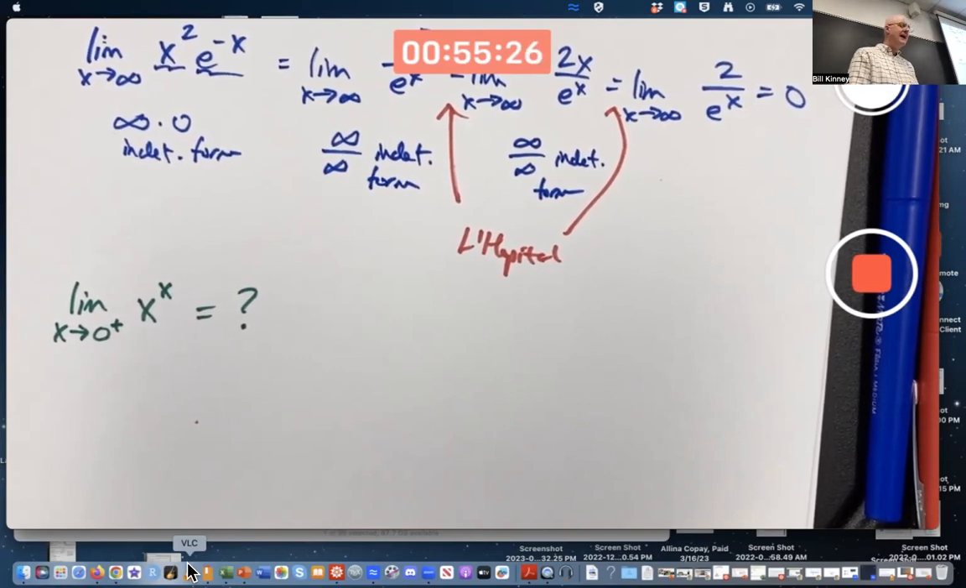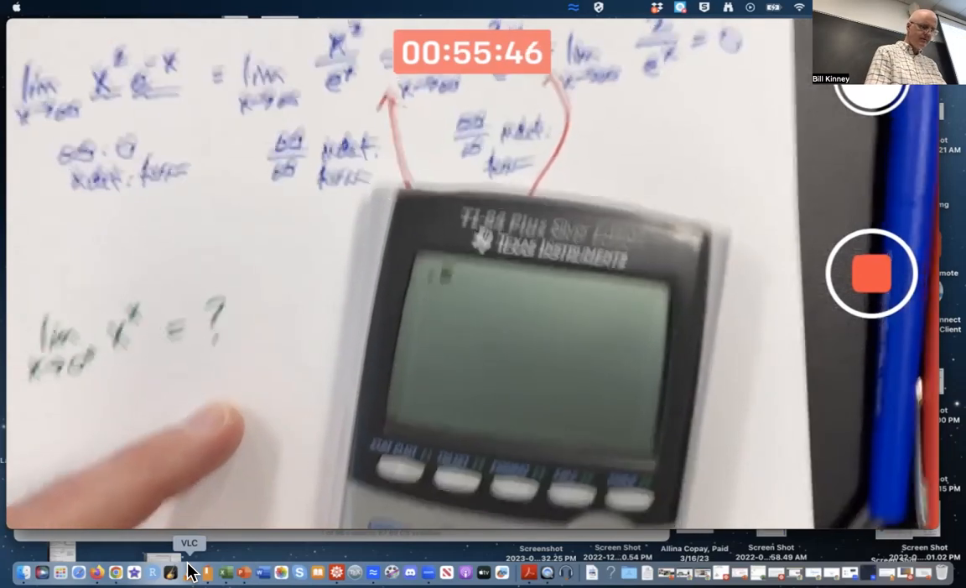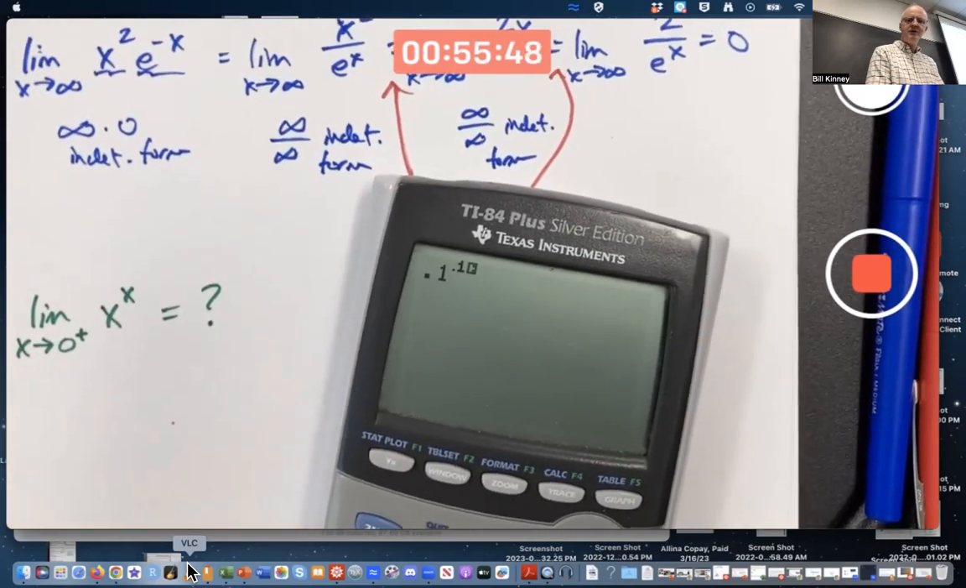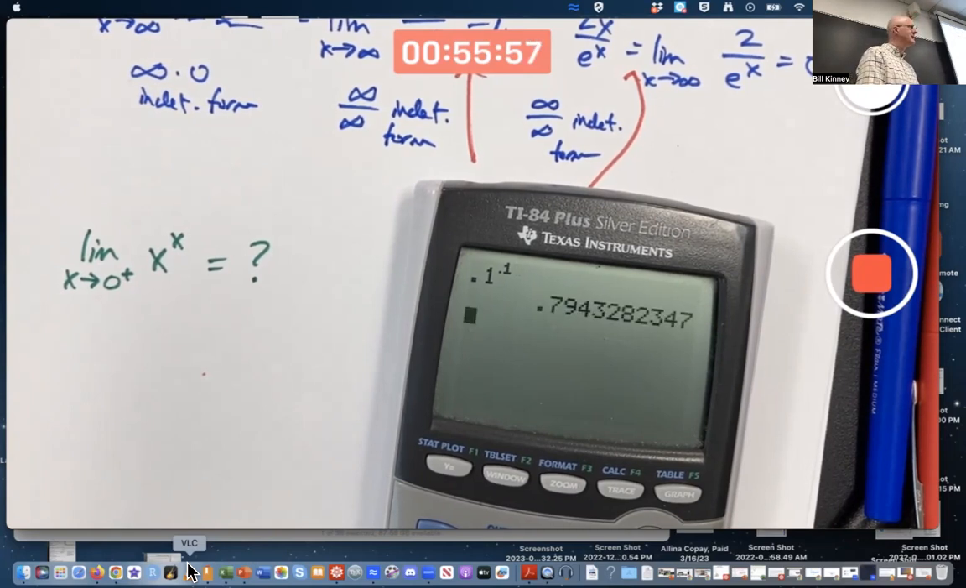x to the x power. x is going to 0. So I've got a number really close to 0 raised to the same power that's also very close to 0. Like, what's 0.1 to the 0.1 power, for example? It's the same as the 10th root of 0.1. And when you take a number between 0 and 1 and raise it to another number between 0 and 1, you're taking a root, it gets bigger. Isn't that weird?